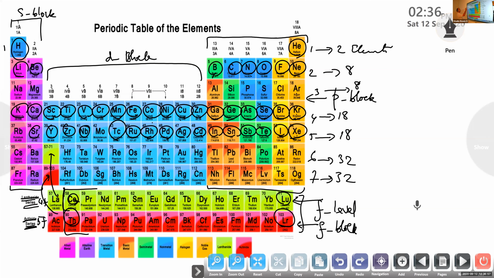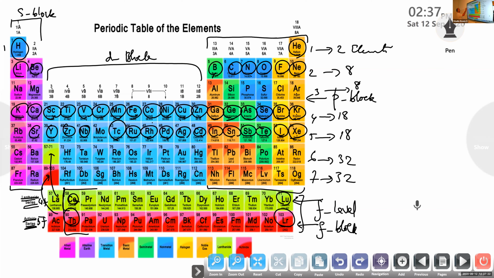In group 1: lithium, sodium, potassium, rubidium, cesium, francium. These are the elements. Hydrogen is not added to the remaining elements of group 1 because hydrogen has a special position. It is always kept in a separate box, due to the peculiar property of hydrogen.